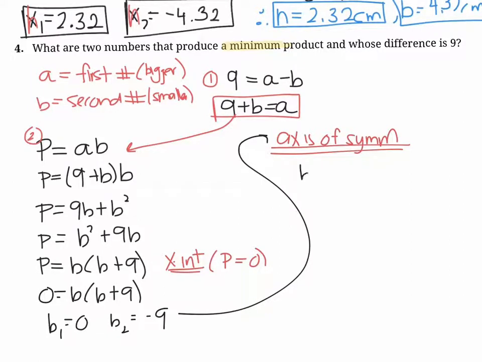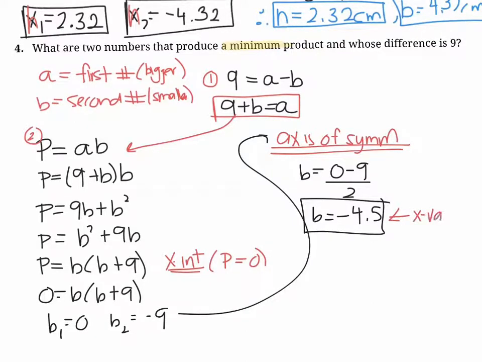Instead of x, I'm going to use b. So I'm going to add them together and divide by 2. So our axis of symmetry is -4.5. So this is the x value of the vertex. Now we can find the y value of the vertex. The y value of the vertex is going to give us the p, the product.